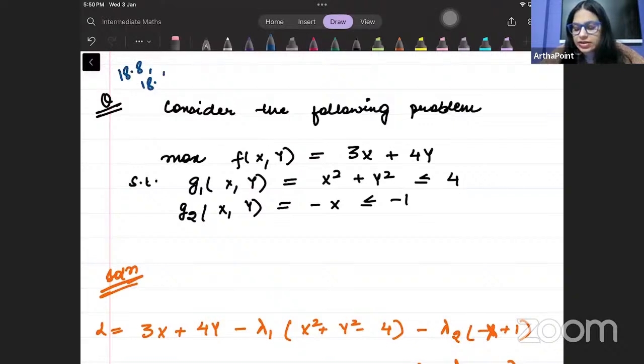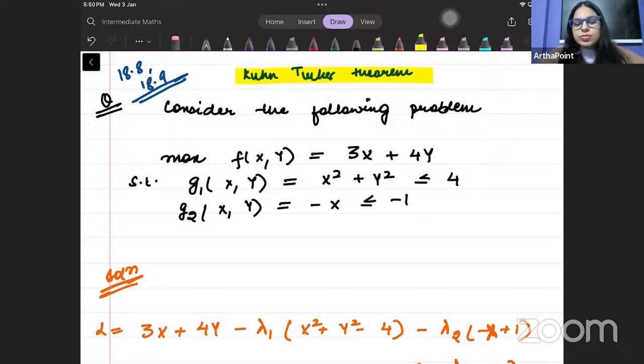I'm going to take one question based on 18.8 and 18.9 of Sydsaeter and Hammond. This question is based on the Kuhn-Tucker theorem, and this is a short topic that will definitely be asked in the exam. It is based on constrained optimization, and we want to see how to solve this kind of question.